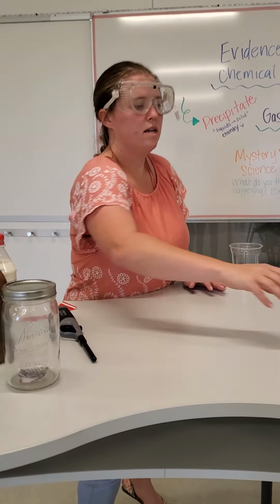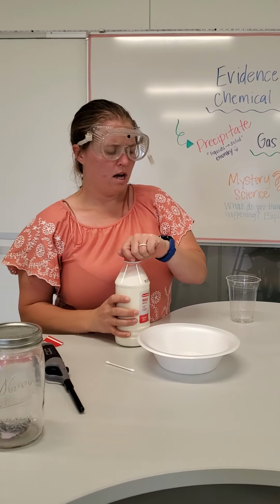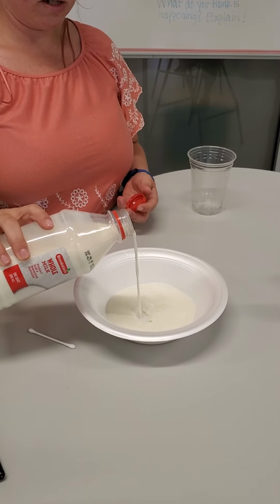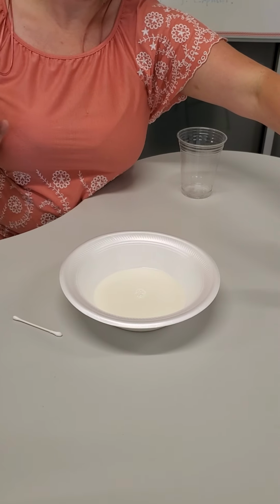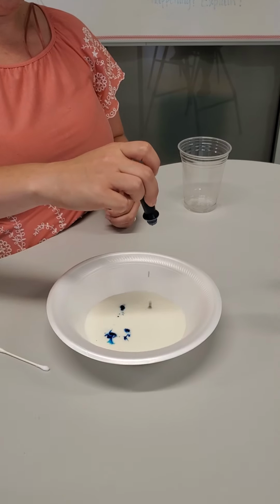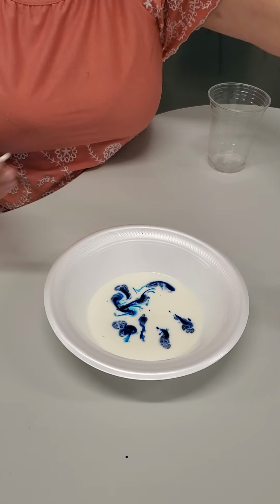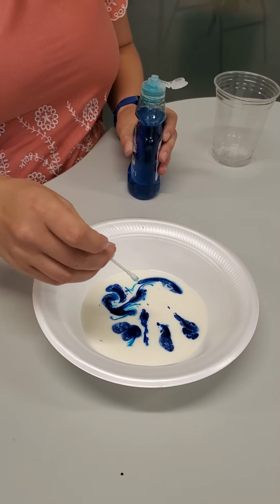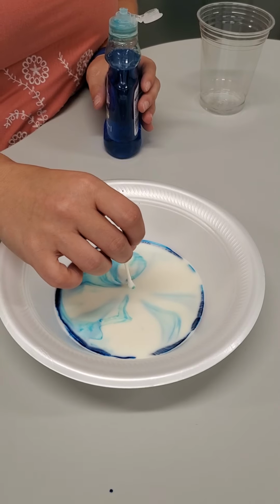The last one is kind of a mystery science. We kind of want y'all to figure out what kind of chemical reaction might be behind this one. I'm going to do blue because blue sticks out pretty well. And then we just get a little bit of soap and we dip it in. If you watch, all the blue goes away. It kind of goes away from the center.